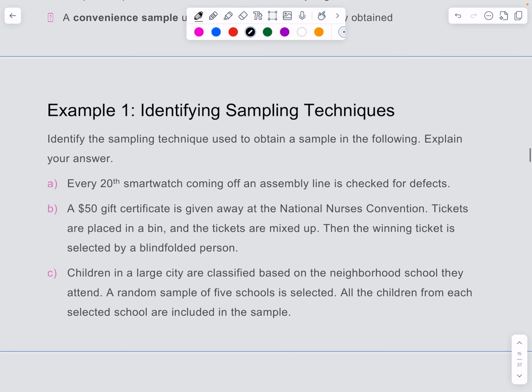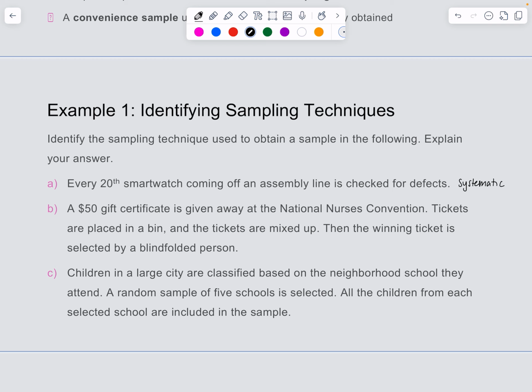Okay, so let's look at some of these different sampling techniques and you identify which is which. We have: every 20th smartwatch coming off an assembly line is checked for defects. So which type is that? This is counting every nth one, right? So this is a systematic sample.